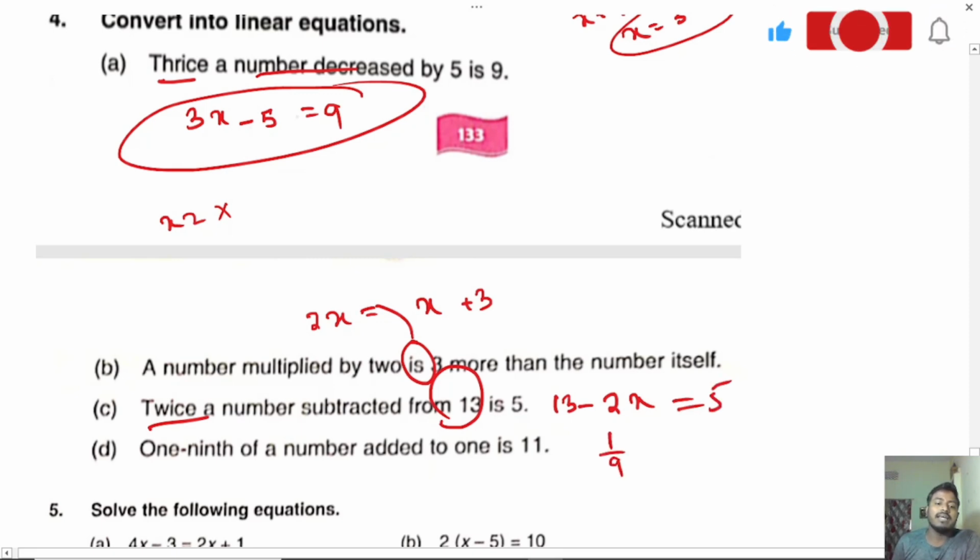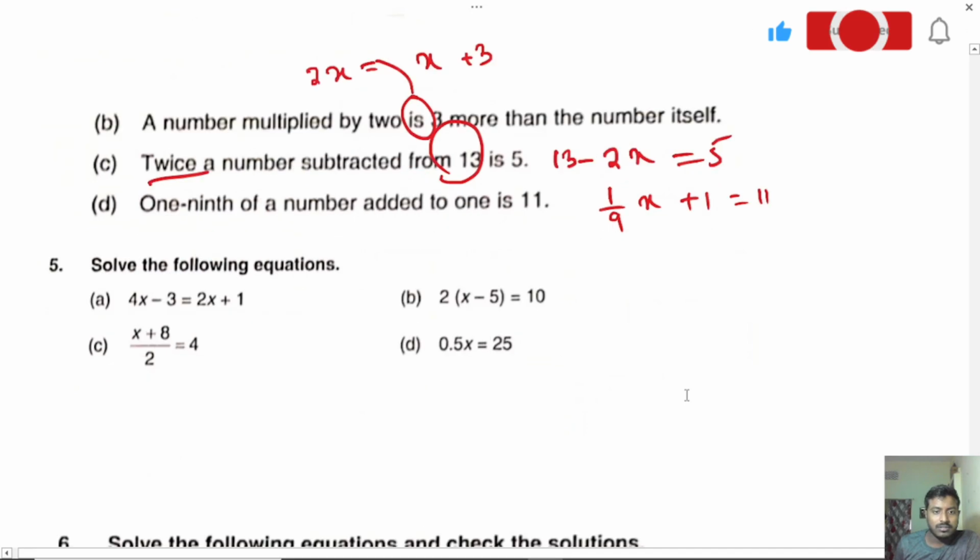1/9 of a number that is x, added to 1, that is 1, is equal to 11. Understand? Now next, solve.